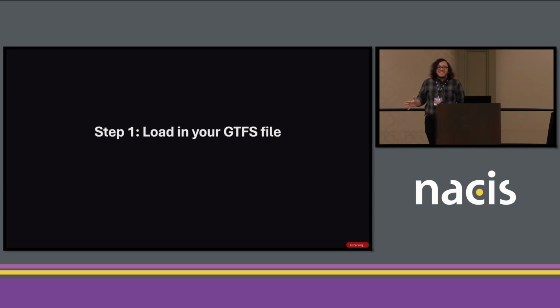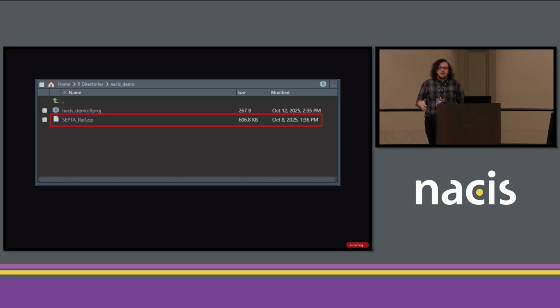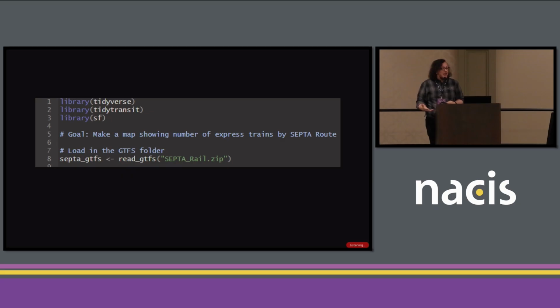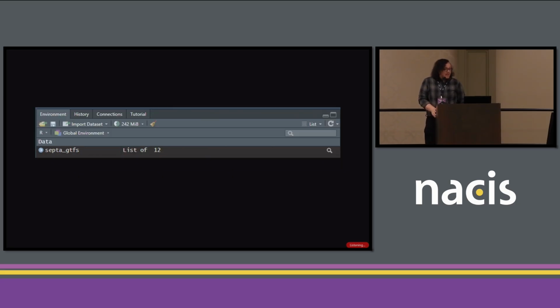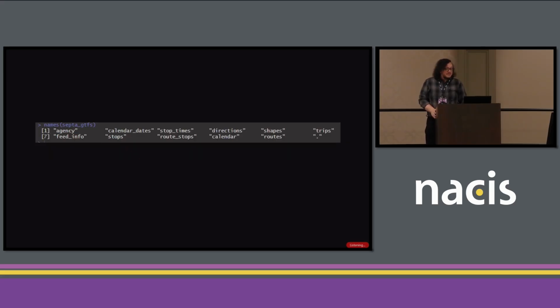So step 1 is probably the easiest step. You're going to load in your GTFS file. So you're going to drag your zip folder into your project directory, and then you're going to write a couple lines of code to load in your needed libraries, and then load in your GTFS zip folder. It's important that it stays zipped. It won't read in if it's just a regular folder. And then when you run this, you'll see a new object. It has a list of 12 data frames. And when you look at the names of the different data frames, you'll see that, with the exception of one, they are all exactly the files that are in that zip folder we looked at in File Explorer, except for this last one. It's a period, but that's not important. We don't need to worry about that.